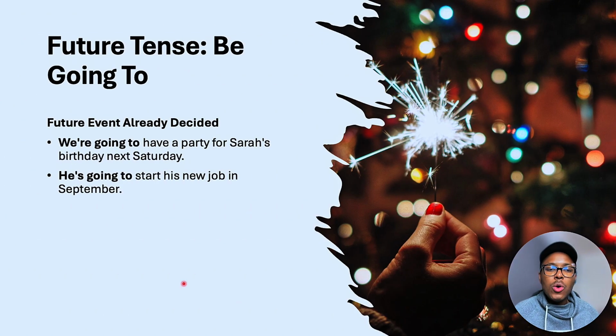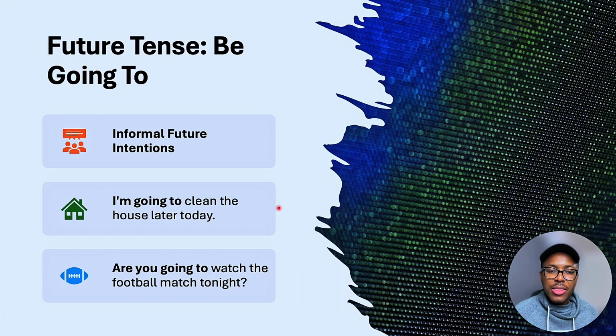Moving on. We're going to have a party for Sarah's birthday next Saturday. Right? So, about an event, a future event already decided. He's going to start his new job in September. I'm going to clean the house later today.